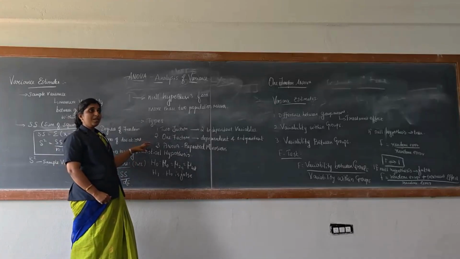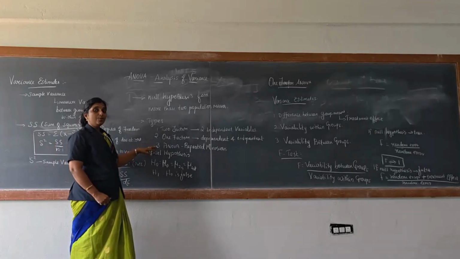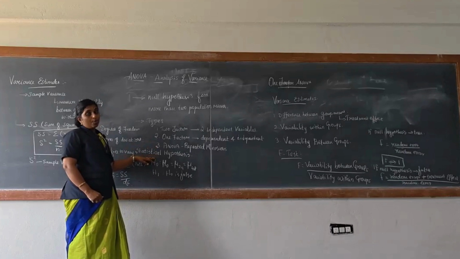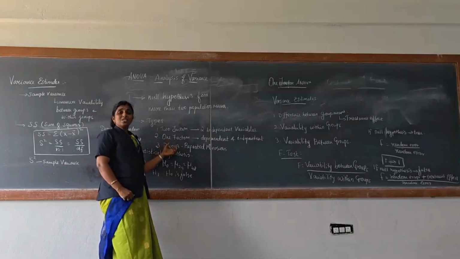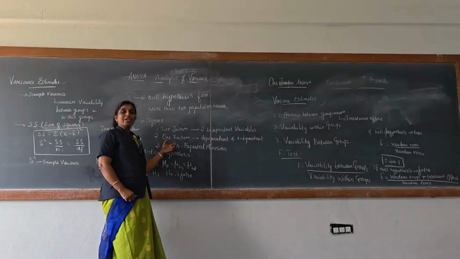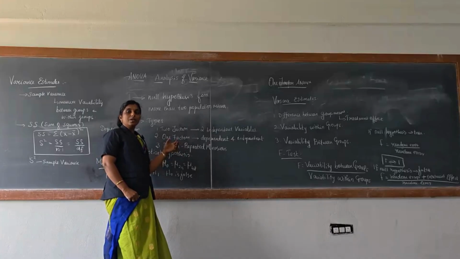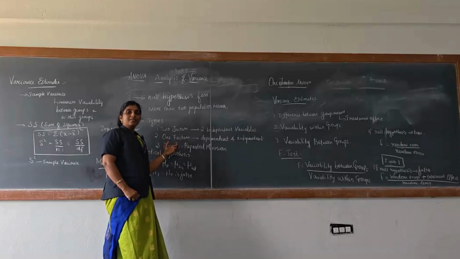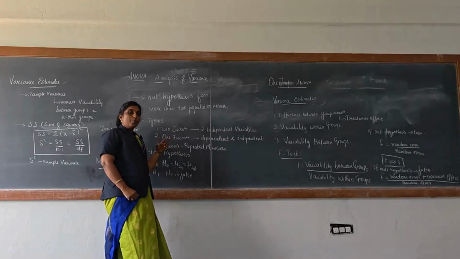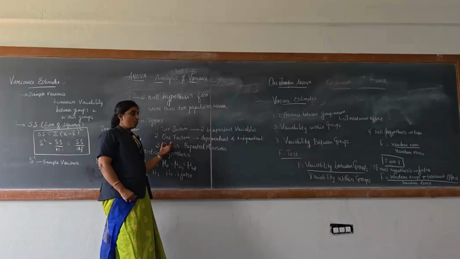This ANOVA test consists of three types: one factor ANOVA, two factor ANOVA, and ANOVA for repeated measures. One factor means it consists of only one dependent variable and only one independent variable. Here you have to calculate the difference that exists between the population means. Based on one independent variable, the ANOVA test is called a one factor ANOVA.